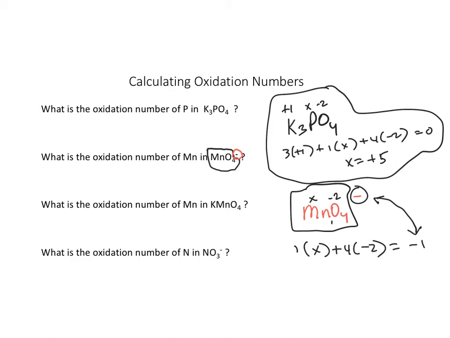And then we can solve for that. We're going to add 8 to both sides. So x is going to be equal to +7 on that one.